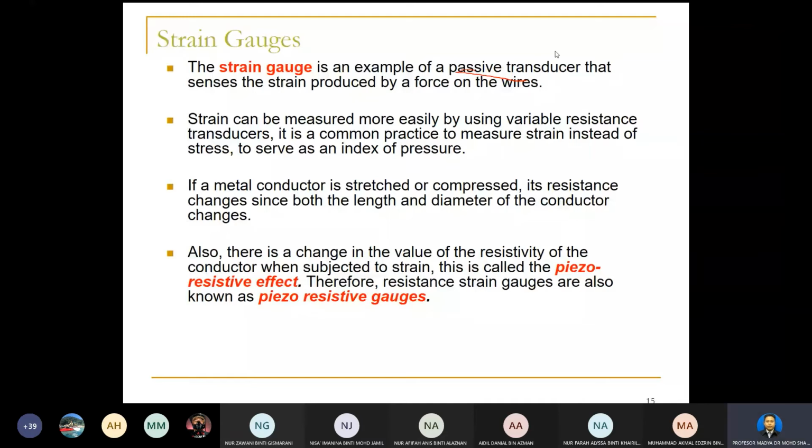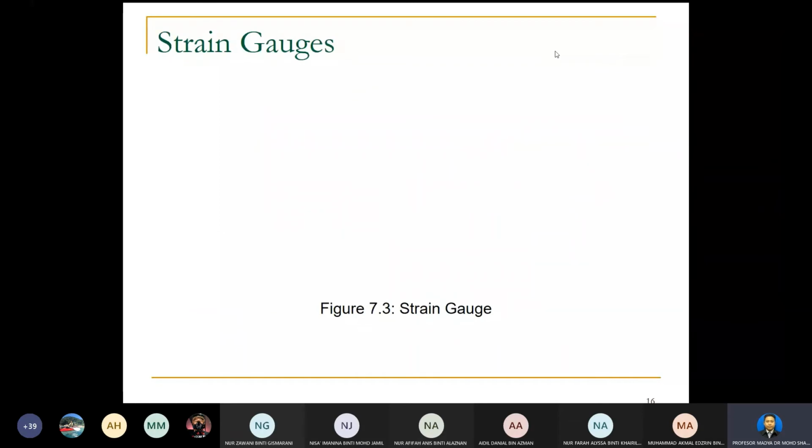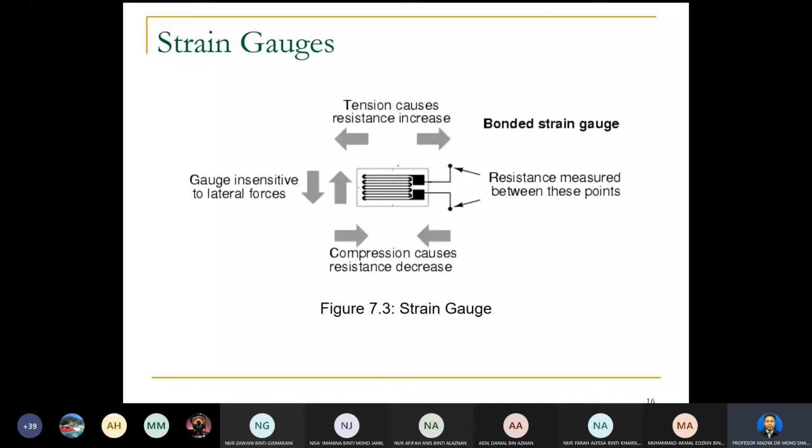So these are some examples of the strain gauge. Maybe you saw before the application of the Wheatstone bridge, where they put the strain gauge. They have the single strain gauge, the quarter bridge, and the full bridge of strain gauges. These are some examples of sensors. This sensor needs power to operate.